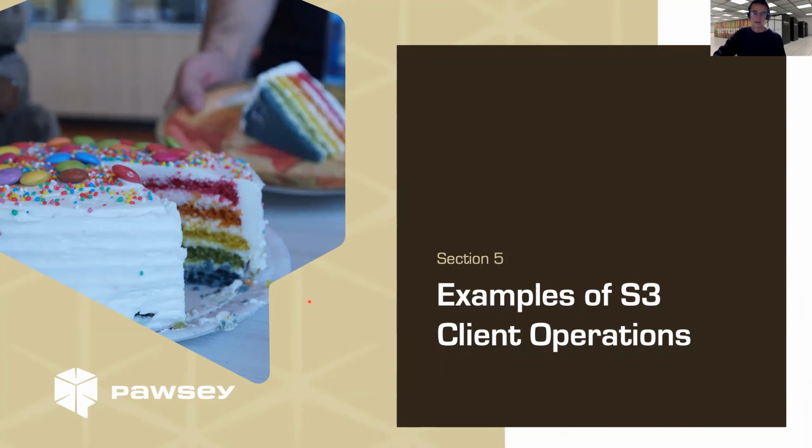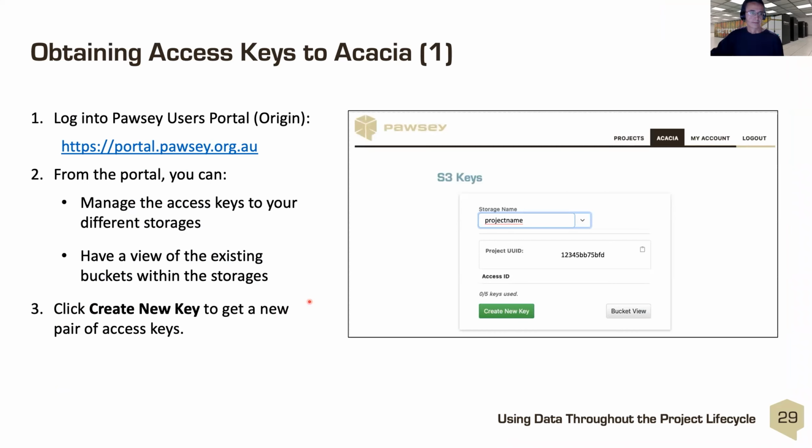Okay, so now some examples on how to use these S3 clients. So the first step is to get your access keys into Acacia. That is done through the Pawsey portal, with this address.